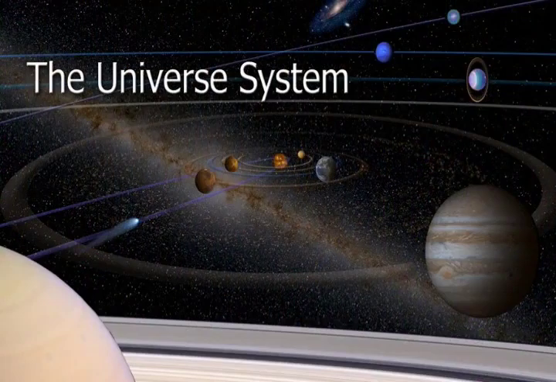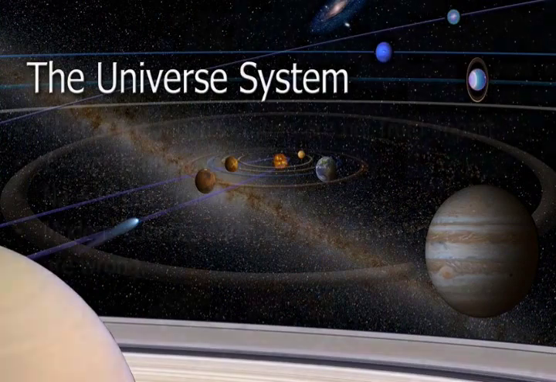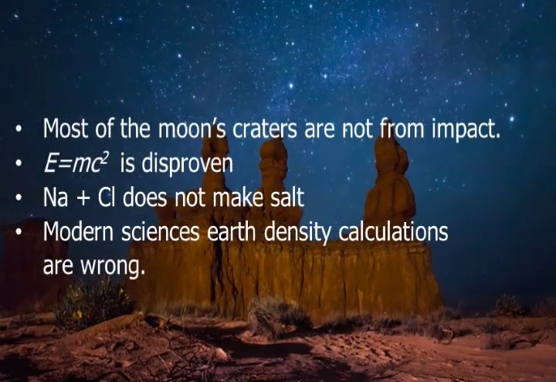Volume 3, the Universe System, says most of the moon's craters are not from impact. E equals mc squared is disproven. One of the most famous equations ever in science, we disprove it in Volume 3 of the Universal Model. Na plus Cl does not make salt. Modern science's Earth density calculations are wrong.